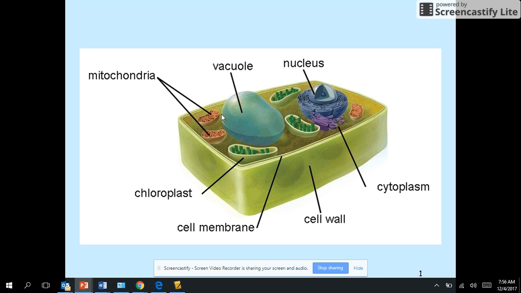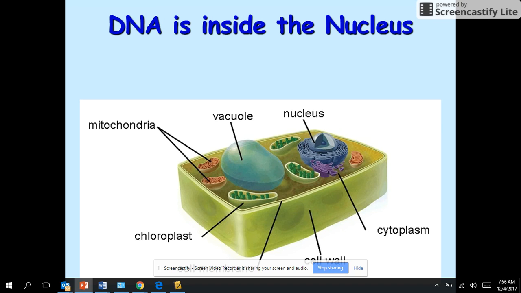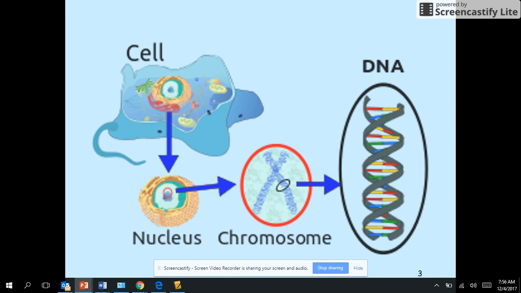We talked about the vacuole, which holds water. Now we're going to jump into the nucleus. DNA is found inside the nucleus. We said the nucleus is like the control center of the cell. It controls everything that happens in the cell, kind of like the principal at the school.